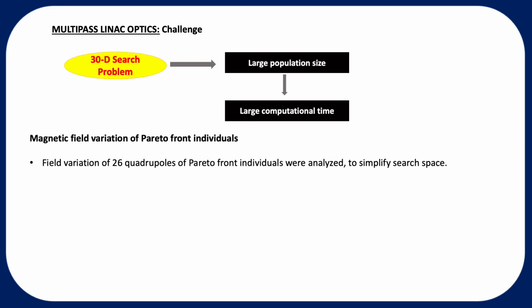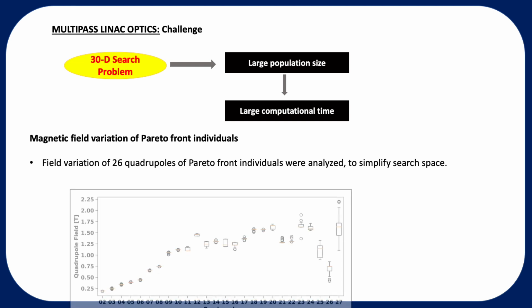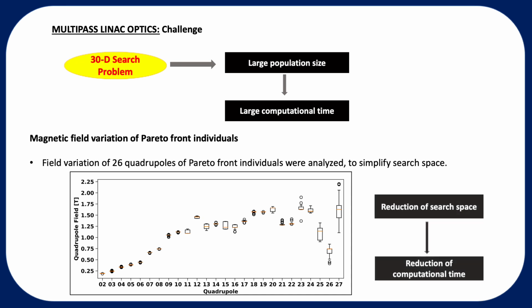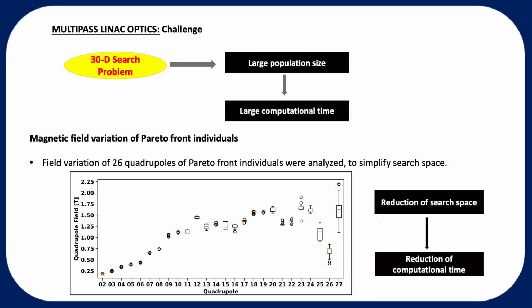Therefore, we performed a field variation analysis of the Pareto front solutions that we obtained for the 30D problem with 500 population size for 200 generations. This box plot represents the field variation for each of the 26 quadrupoles. As you can see, many of the quadrupoles do not vary very largely, so we can reduce the variable space for each quadrupole. Then we can reduce the search space, and it will eventually reduce the computational time.